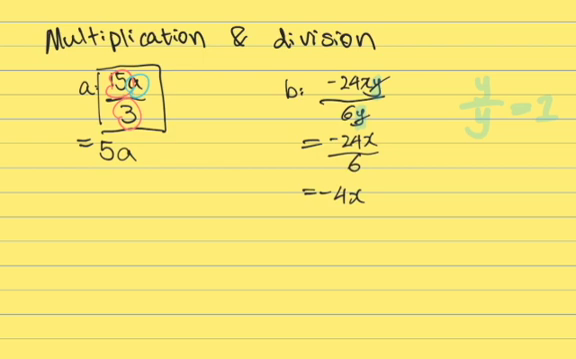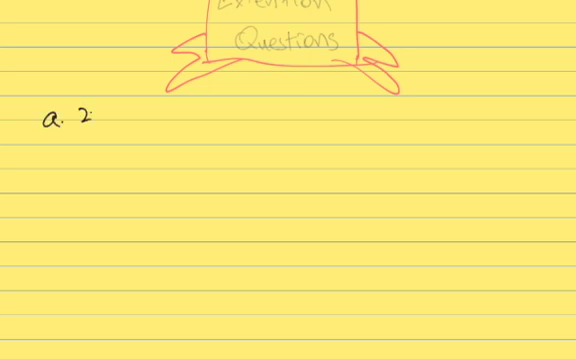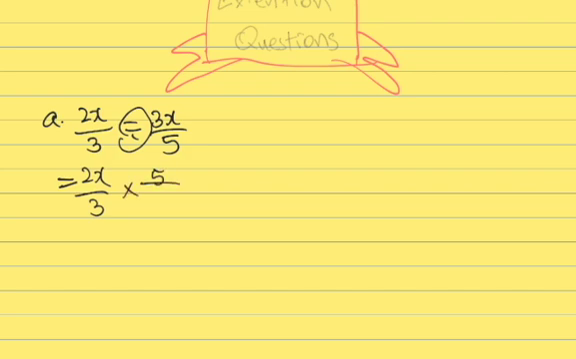We now know how multiplication and division work. Let me show you some extension questions. Question A. 2x over 3 divided by 3x over 5. First, we can see that there's a divide here. As we know, if we are dividing by something, we are multiplying by its reciprocal. So we can write this as 2x over 3 times its reciprocal, which is 5 over 3x.